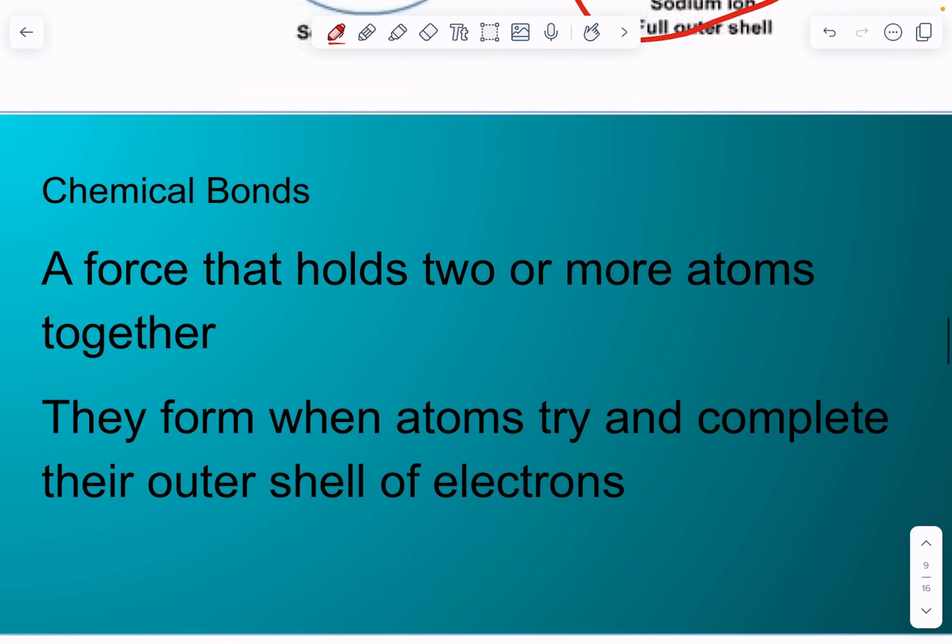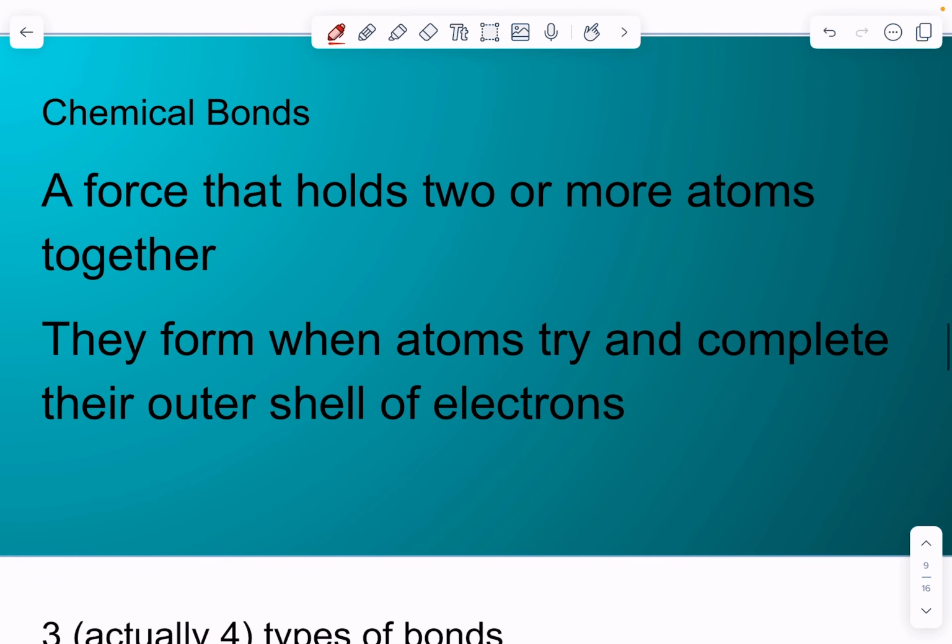So what this leads us to is finally bonding, which is probably the most important part of chemistry, understanding how bonding works. So what is a bond? It's just a force that holds 2 or more atoms together. Bonds form when atoms try to complete their outer shell of electrons. So it's all about electrons, where the electrons are going, and how these atoms combine with each other because of these electrons.